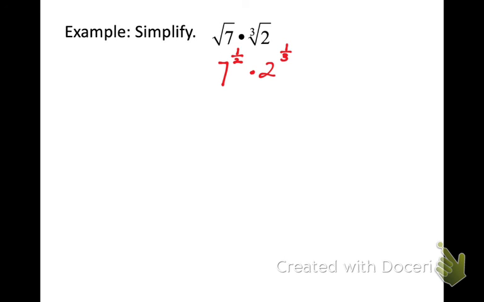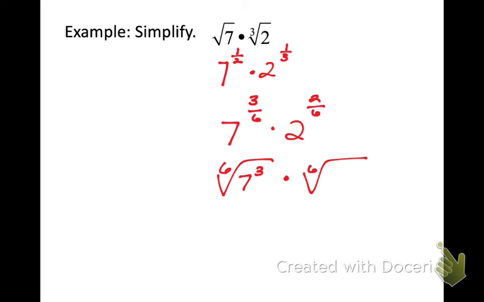So what we can do is try to get the same denominators, because if they both have the same denominators, then they would have the same index. So what would be a common denominator between 2 and 3? Well, 6. So we multiply that by 3 and 3, and then we have 6 and 2. And then we can convert that to the 6th root of 7 to the 3rd times the 6th root of 2 squared. And then combine those together. We're going to do the 6th root of 7 to the 3rd times 2 squared.